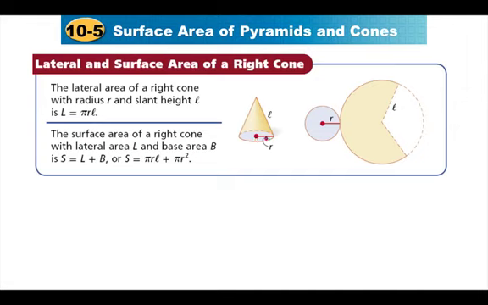Now the surface area is going to be the lateral plus the base. But if you look carefully, the base is a circle. That's why you see pi r squared.